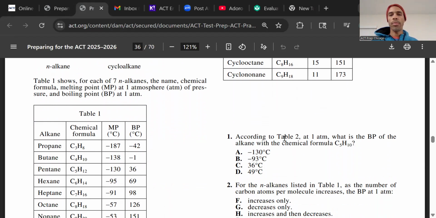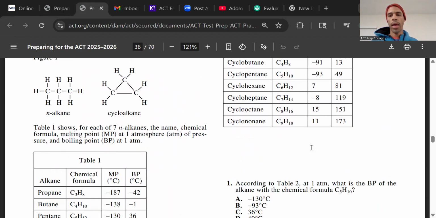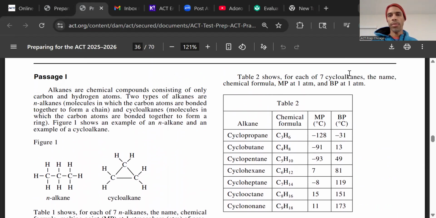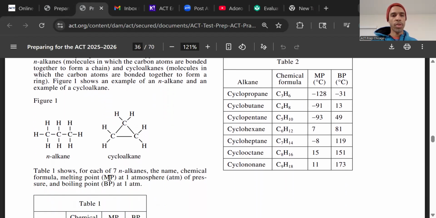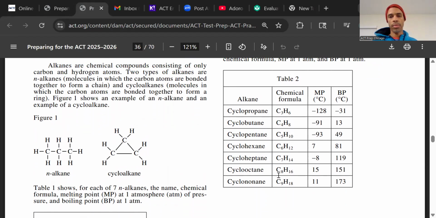Okay, number one, according to table two. All right, so we do a lot of back and forth. Illustrated question. Table two. Here's table two. All right, what about table two? At 1 ATM, that's not really on there. Well, if you look above the table, it says MP at 1 ATM, BP at 1 ATM. So MP usually stands for melting point, and BP stands for boiling point. If you're not sure, you can always look for the first mention of it, which is here. You see MP in parentheses, melting point, BP is boiling point of different substances, right?